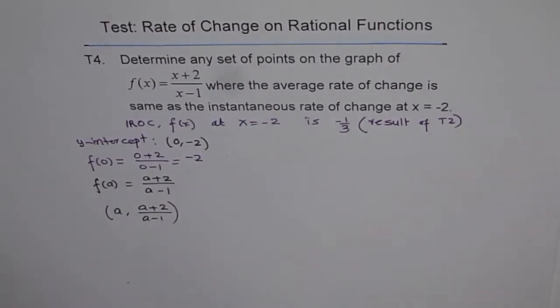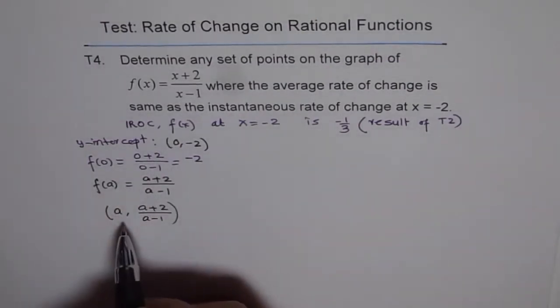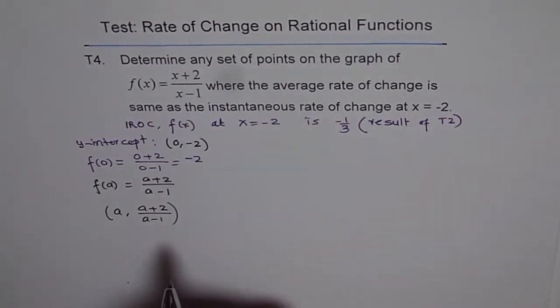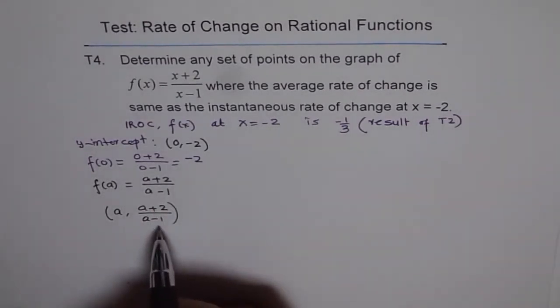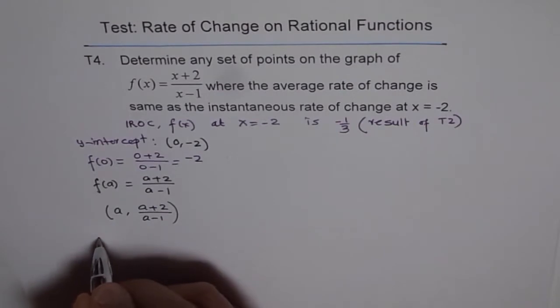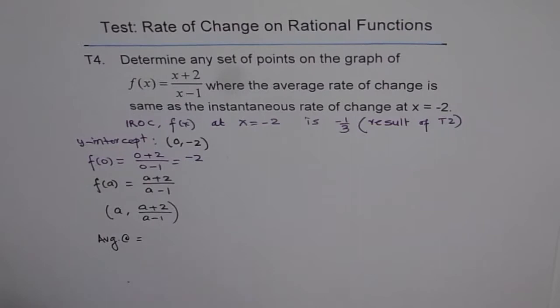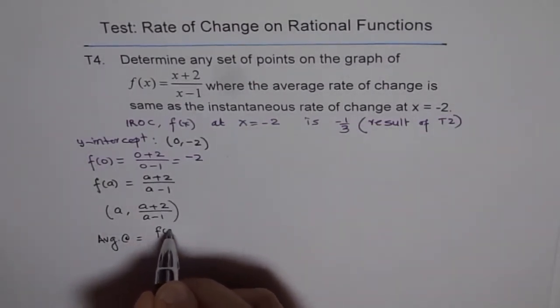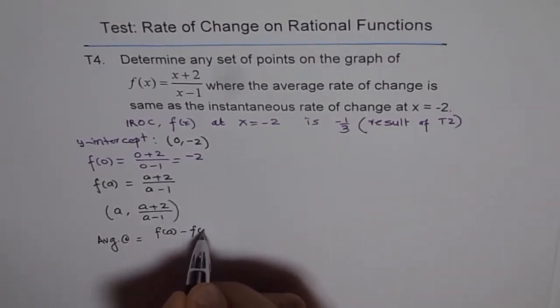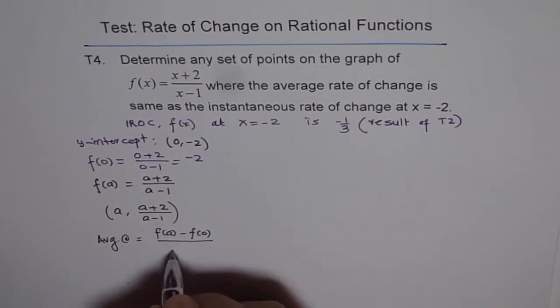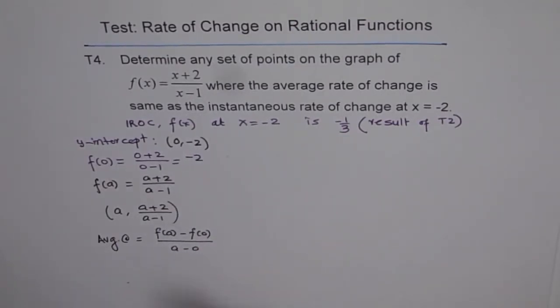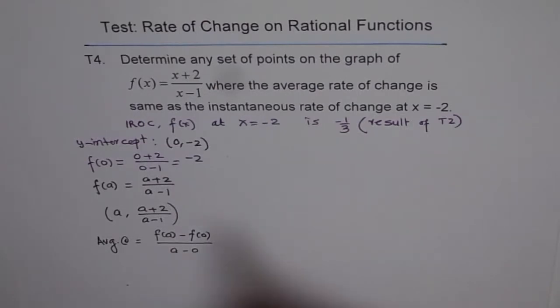So now we have 2 points. One is the y-intercept and the other point is at A. Now what is the average rate of change between these two? The average rate of change is equal to (f(A) - f(0))/(A - 0), right? That is the average rate of change, the slope between the 2 points. So that is the basics with which we are starting off.